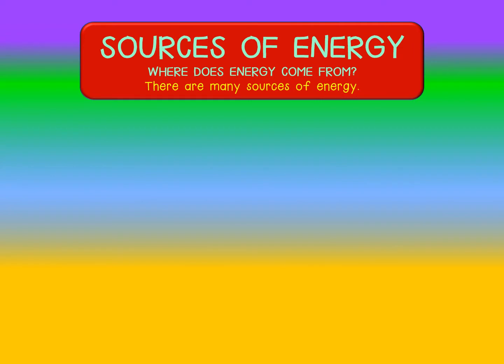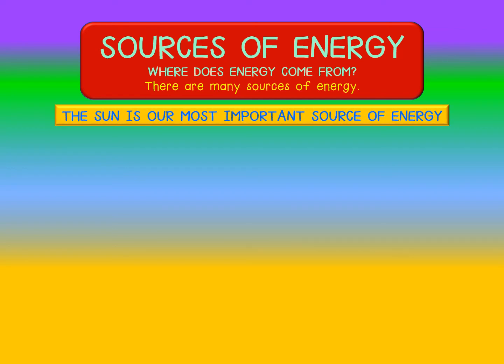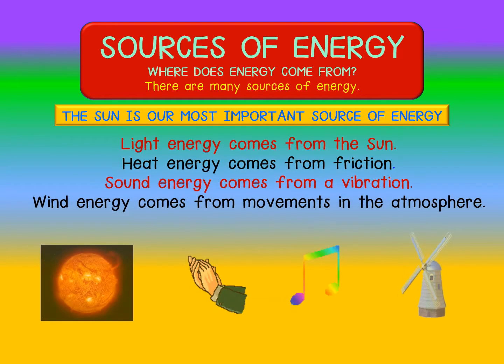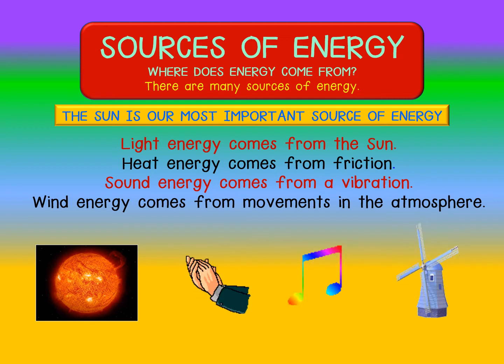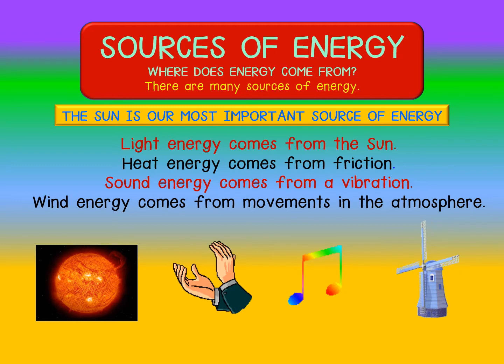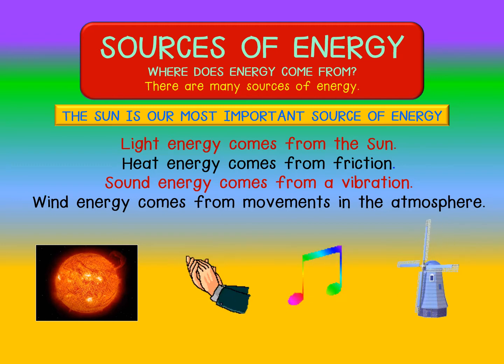The source of energy is the origin of the energy form. The sun is our most important source of energy. We know that the sun is a source of light energy. When you rub your hands together, it creates friction. The friction is a source of heat energy. The source of sound energy are vibrations in the air. The source of wind energy is the movement of air in the atmosphere. Can you think of other sources of energy?